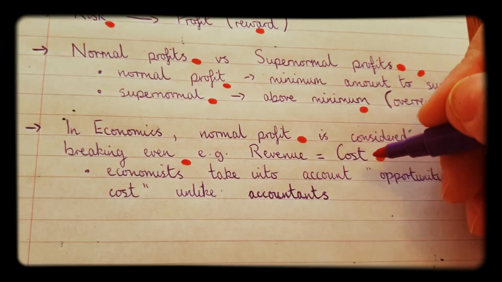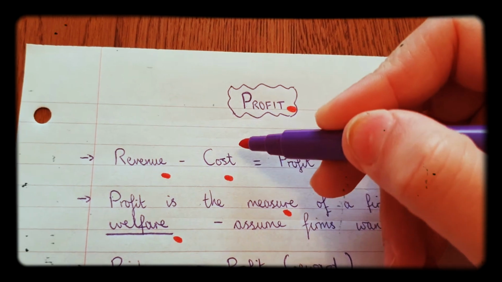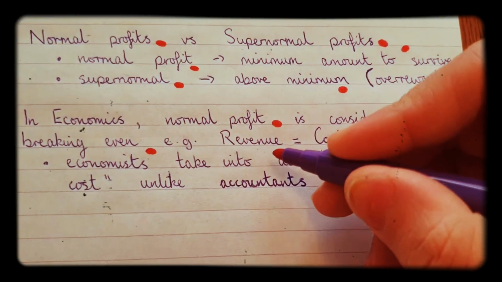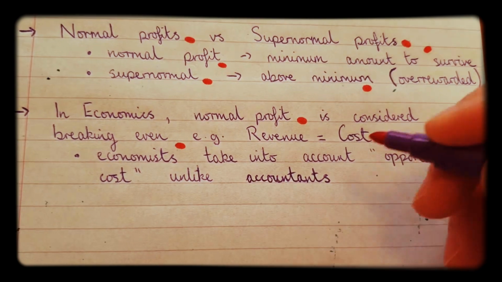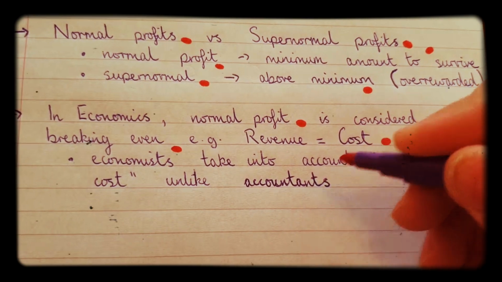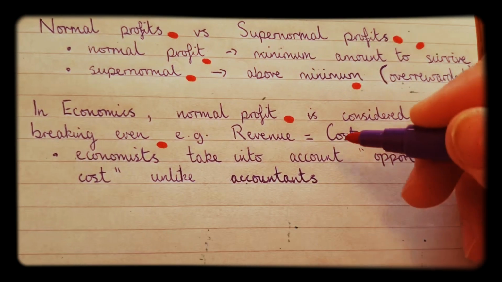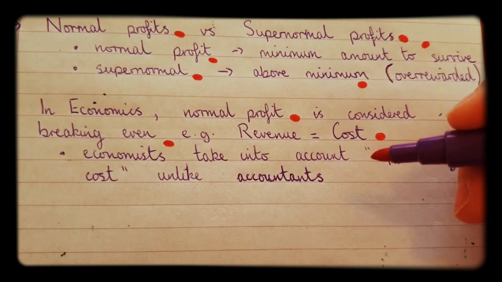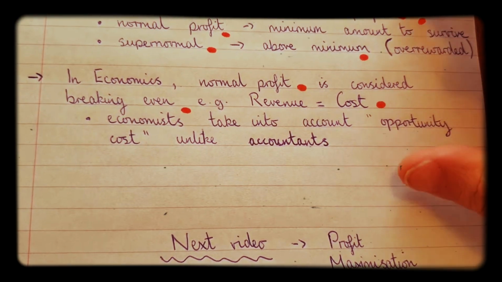Earlier on we said that profit equals revenue minus cost. So if revenue equals cost, then profit would be zero. That might confuse some of you, but don't forget that economists take into account opportunity costs within costs. If that didn't make sense, then please watch the videos about costs in my previous videos.